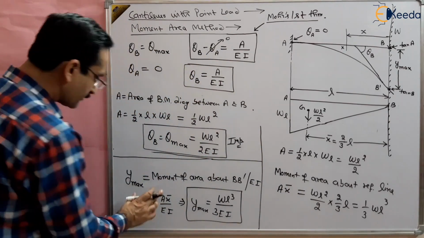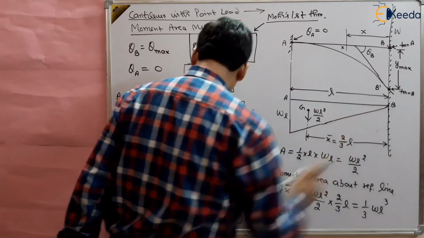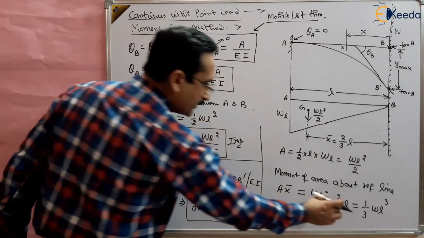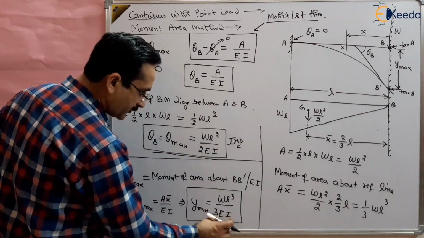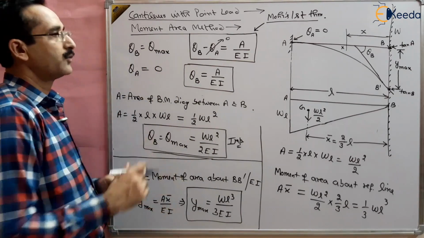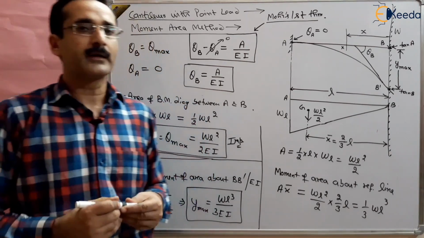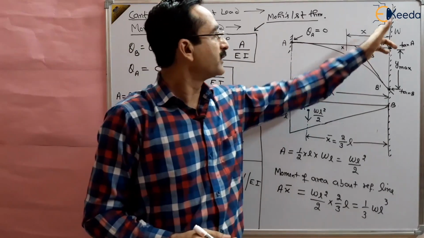So here, the maximum Y max can be obtained by A x bar by EI. That will be equal to A x bar, which is WL cube by 3, divided by EI. So this is how we can find out the maximum deflection and maximum slope for a cantilever beam loaded with a point load.